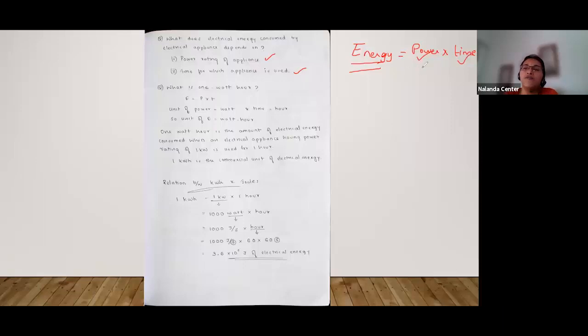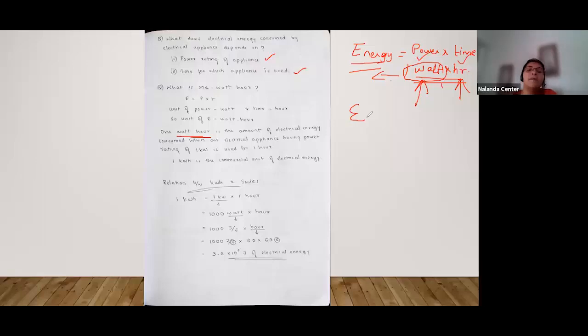Now, what is 1 watt hour? This is a unit of energy, right? 1 watt hour means the amount of electrical energy consumed by an appliance which has a power rating of 1 watt when it is used for 1 hour. What is 1 watt hour? The energy consumed by an appliance with a power rating of 1 watt when it is used for 1 hour. That energy is known as 1 watt hour.